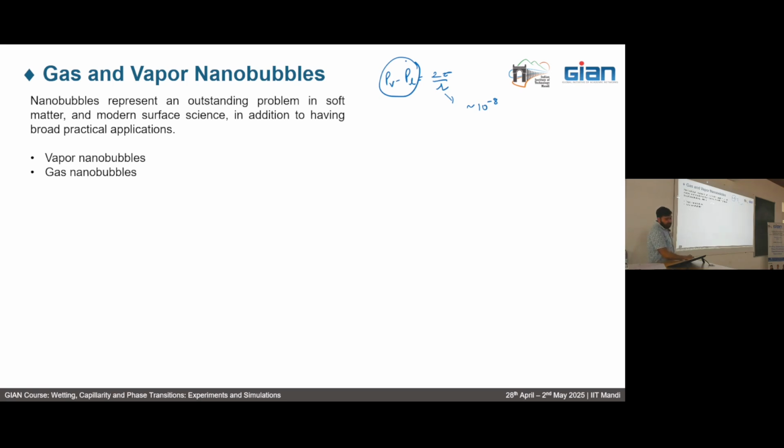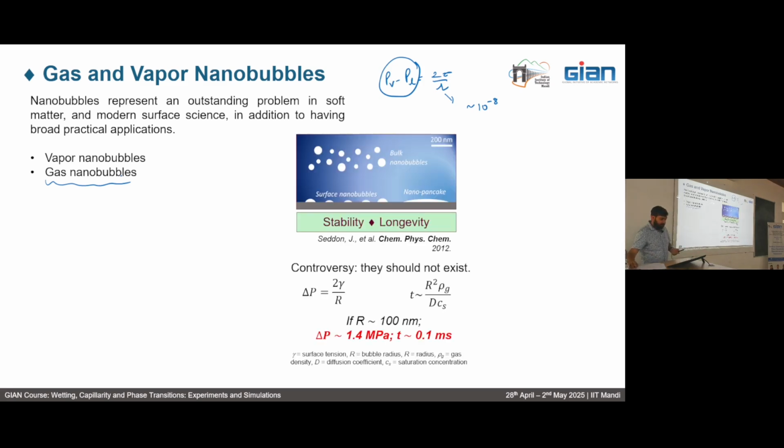These bubbles can be vapor bubbles and gas nanobubbles. Gas nanobubbles are usually easy to nucleate, but vapor nanobubbles are quite difficult, because usually what we see is that nucleation occurs on the surface. So homogeneous vapor bubbles are quite difficult to nucleate. And these bubbles, especially the gas nanobubbles, have shown very high stability and longevity. Sometimes these bubbles are known to be stable for several weeks. Even though if we use the classical Rayleigh-Plesset equation, we can see that the time scale comes out to be just 0.1 milliseconds. Yet these bubbles are stable. So this is still an outstanding question.